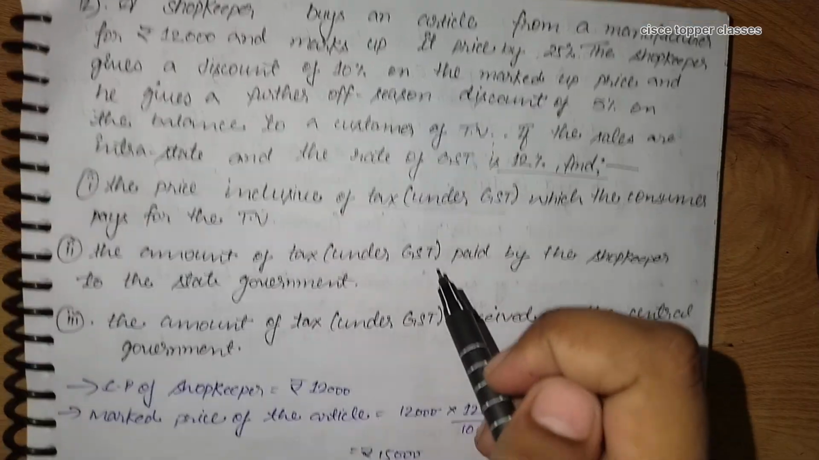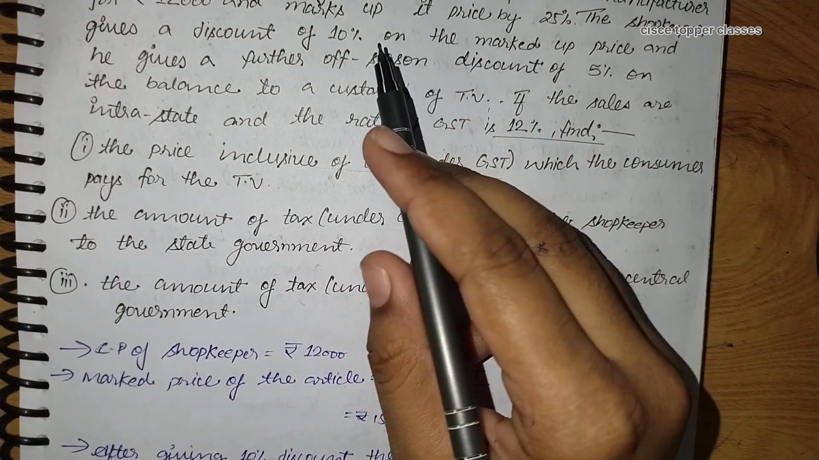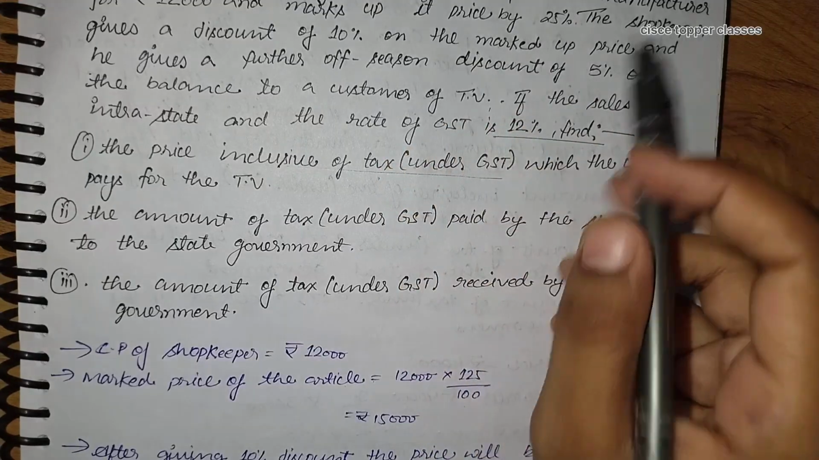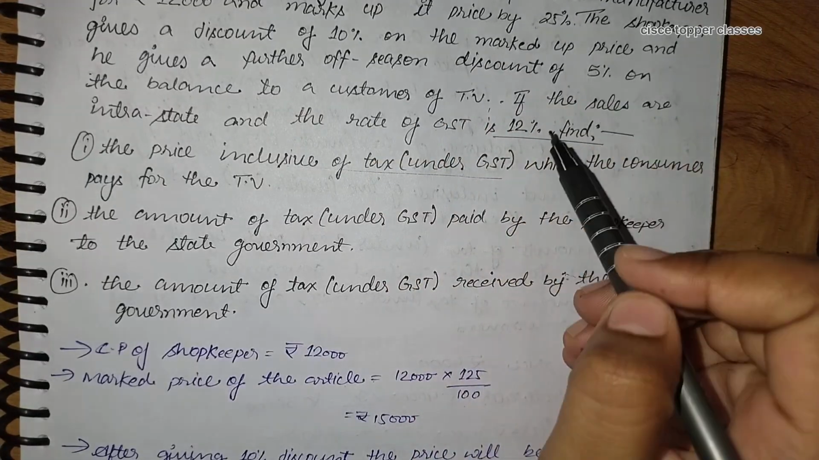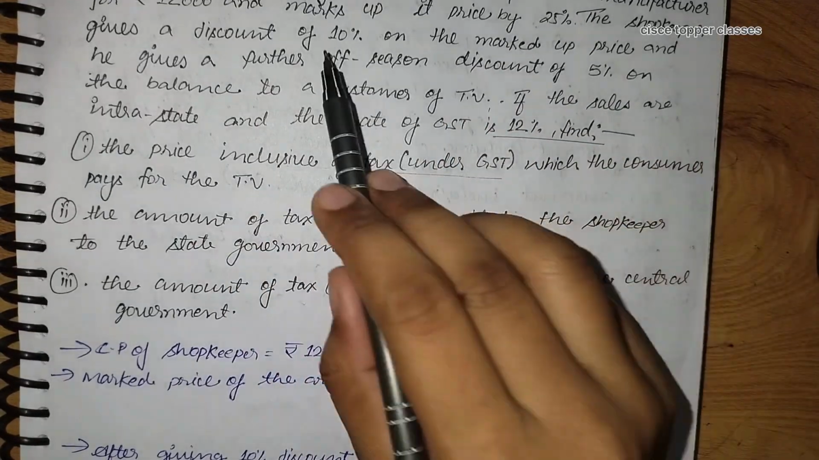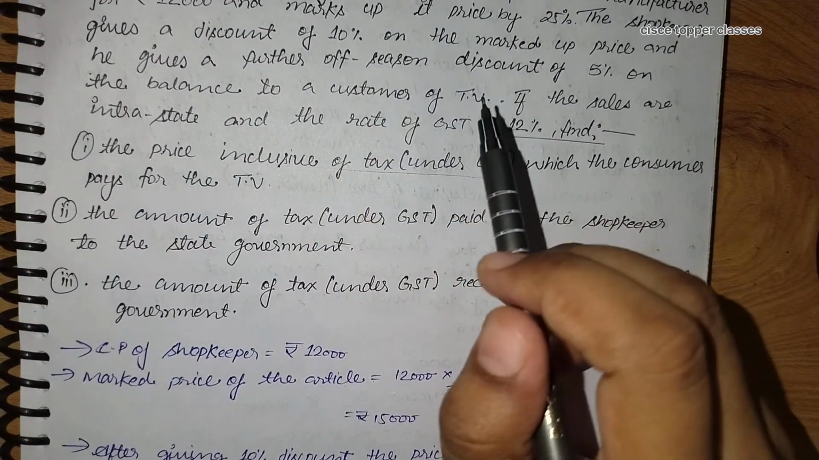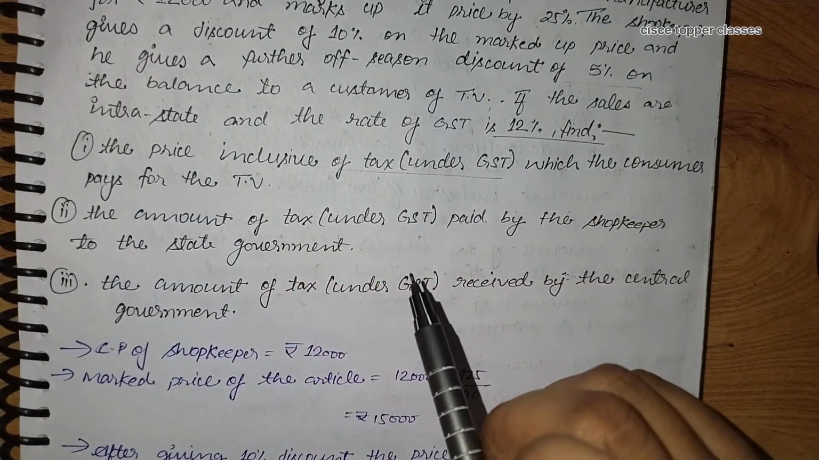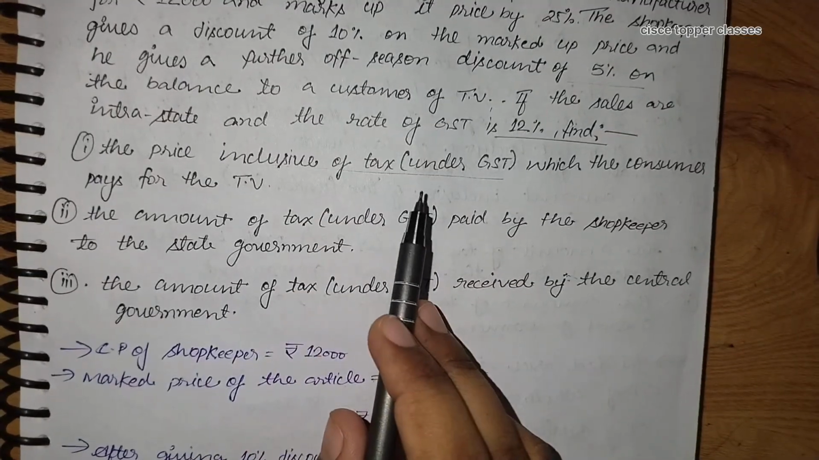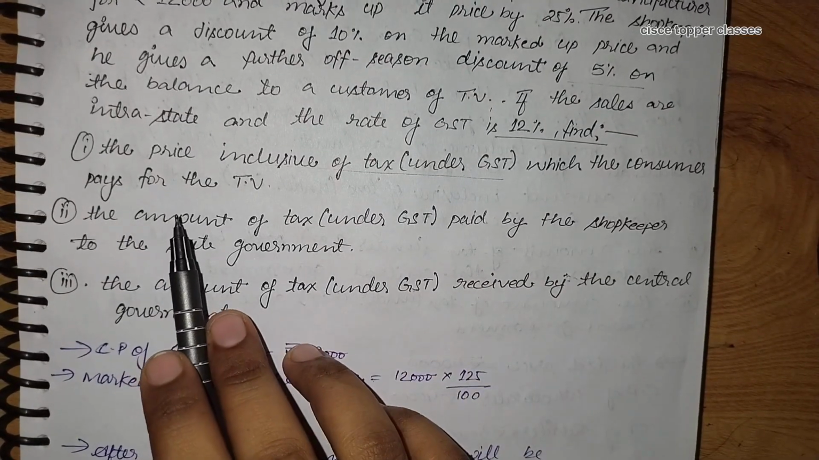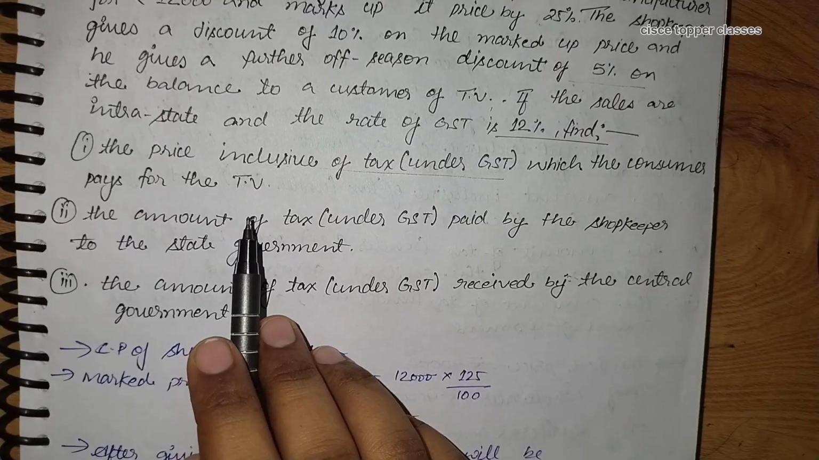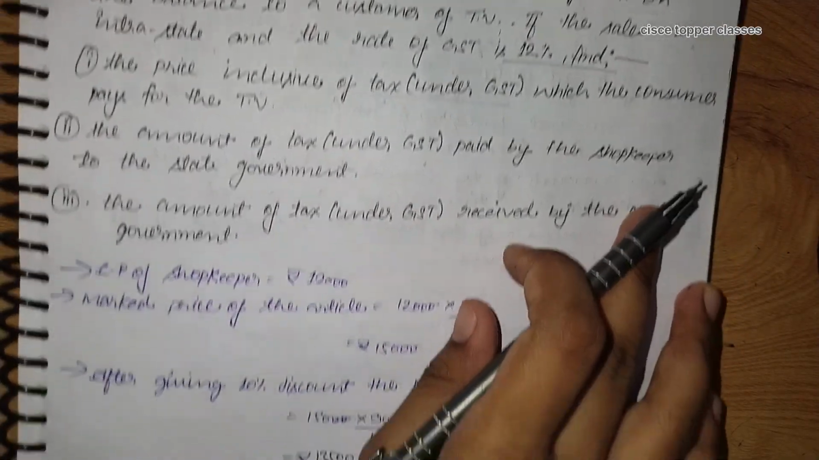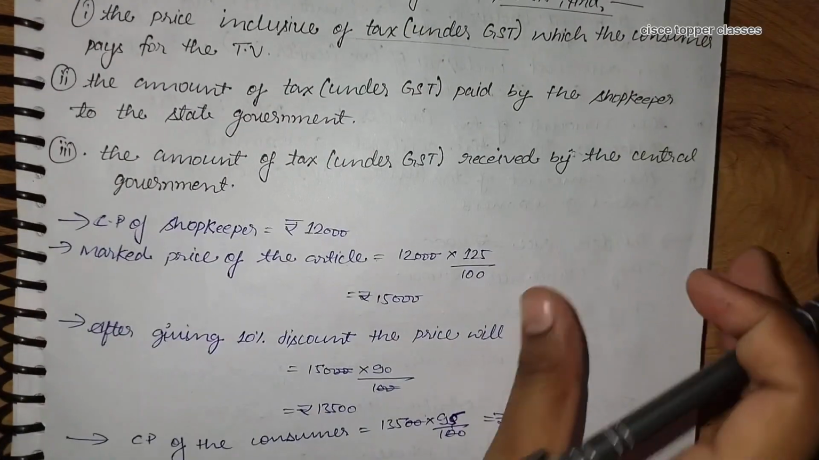Firstly, it is said that the shopkeeper buys an article from the manufacturer and marks it up 25% above, and now the shopkeeper gives a discount of 10% on the marked price and a further off-season discount of 5% on the balance to a customer of TV. So we have to find the price inclusive of tax which the consumer will pay for the TV, meaning the last one who will buy that, what amount he will pay. So to find that, we have to just calculate here.